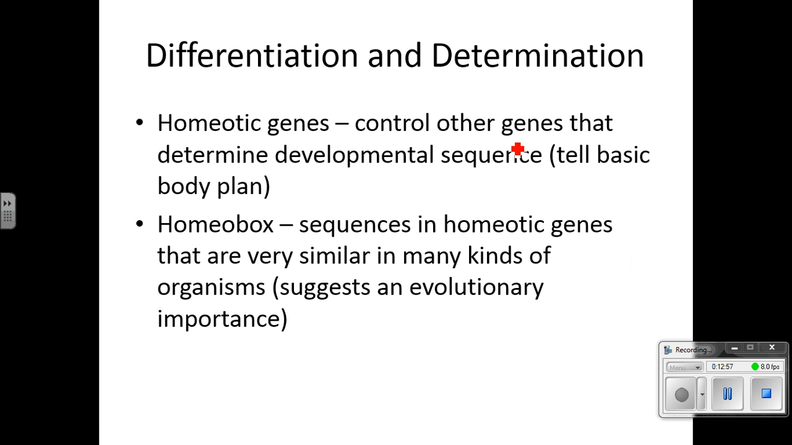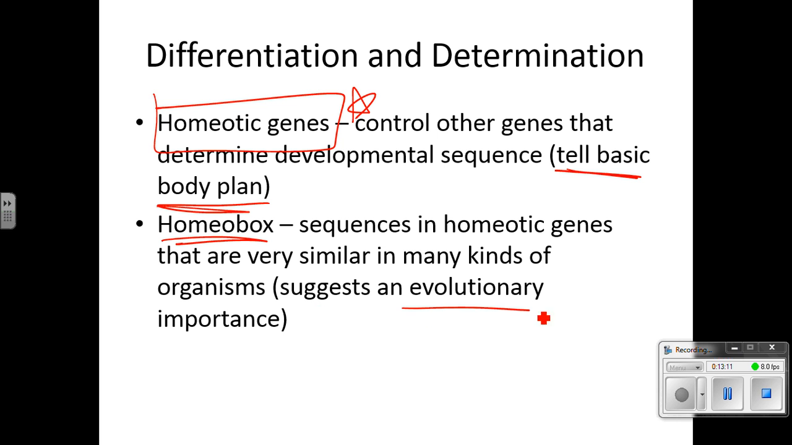Homeotic genes control other genes that determine developmental sequence. They tell the basic body plan of where everything is going to be laid out. This is an important one to remember. The homeo box is the sequences in the homeotic genes that are very similar in many kinds of organisms. It actually suggests an evolutionary importance because they're so critical to the layout of the organism and the differentiation that happens in the early embryo. So know those two terms.